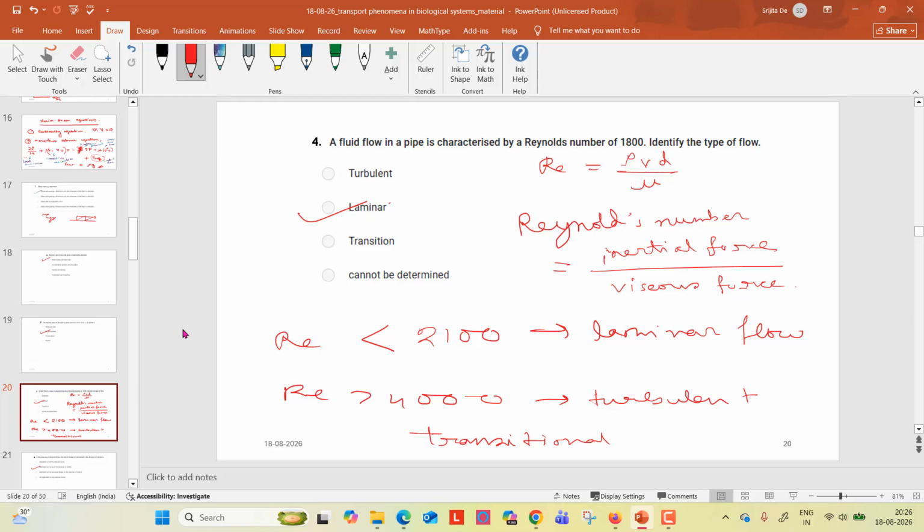So what is this Reynolds number? It is the dimensionless number of inertial force versus viscous force. And its formula is rho V d by mu. Rho is the density of the fluid, V is the velocity of the fluid, D is the characteristic length, mu is the viscosity of the fluid. Right? So this is the option for laminar. So it is told 1800, right?